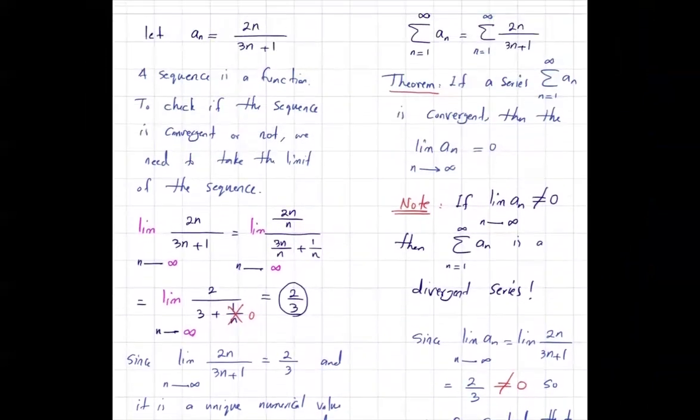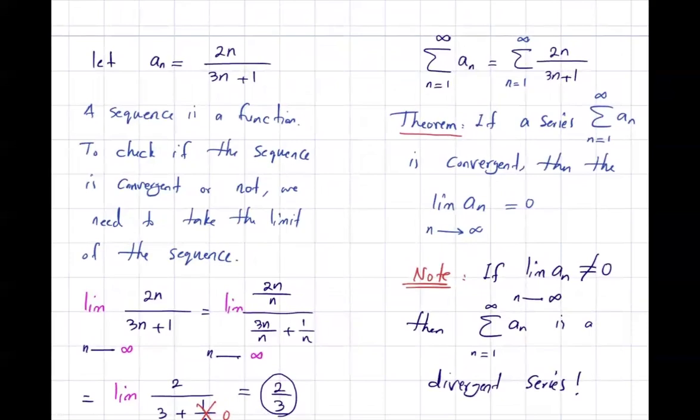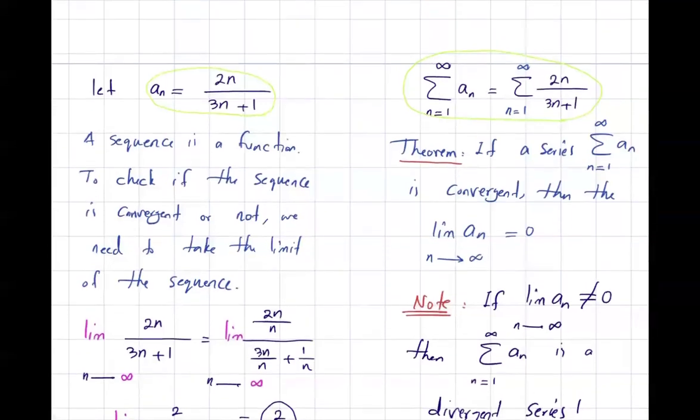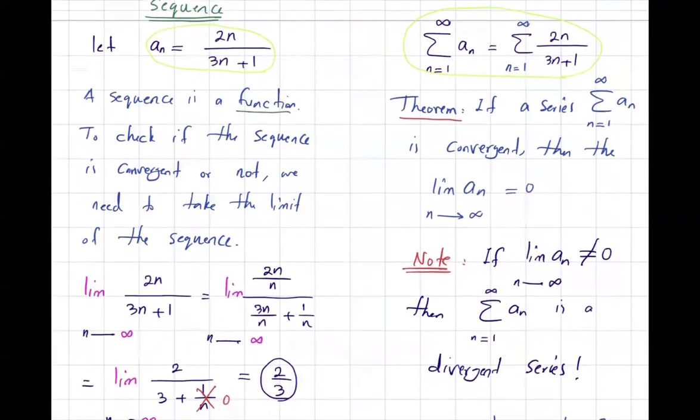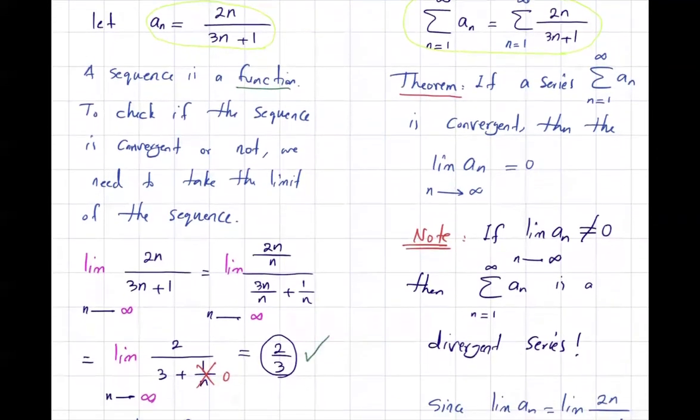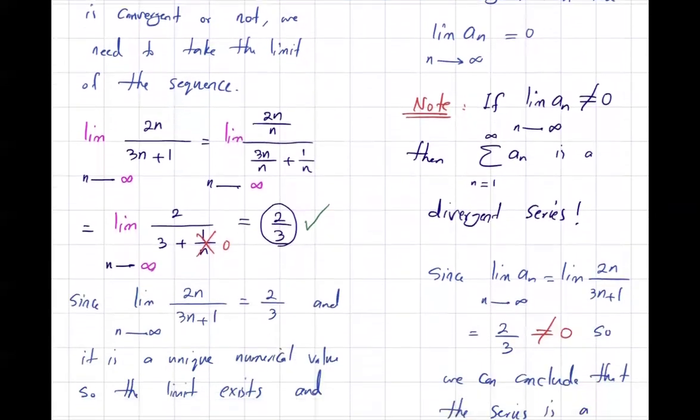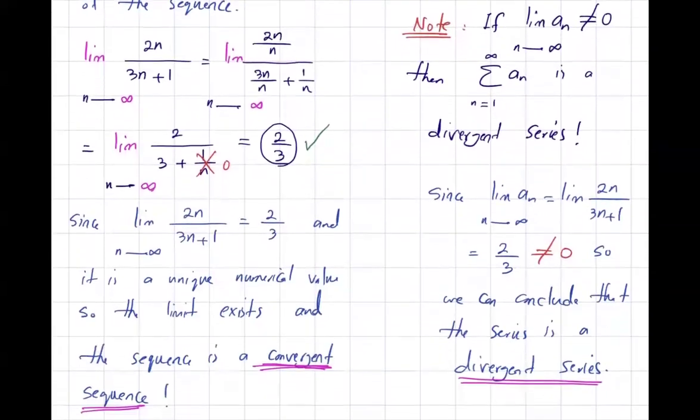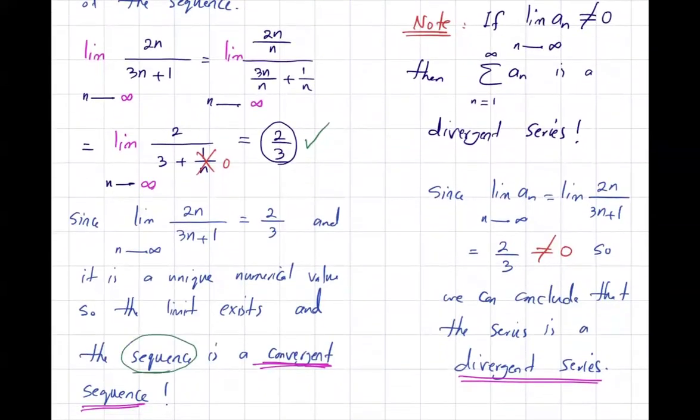So let us recap, everyone. We gave you a sequence 2n divided by 3n plus 1, and out of that sequence we build a series. In terms of convergence, divergence of a sequence, the sequence itself is a convergent sequence. Why is that? Because a sequence is basically a function. When you have a function, to analyze the convergence, divergence of that function, you just need to take the limit. When I take the limit of that sequence, the limit exists and it is 2/3. So you're going to say that, hey, since the limit exists and it's a unique numerical value, you have a convergent sequence.